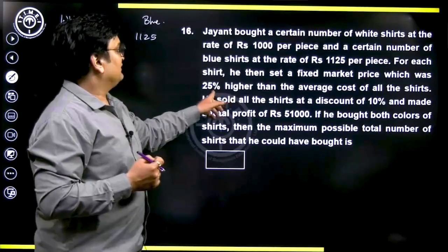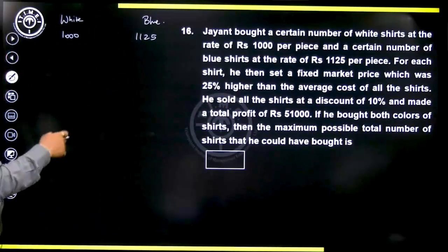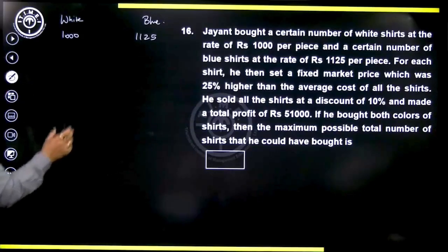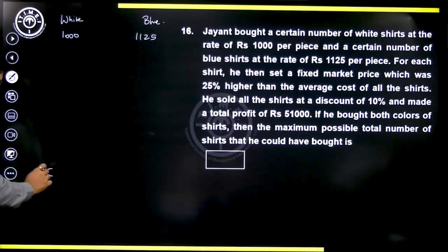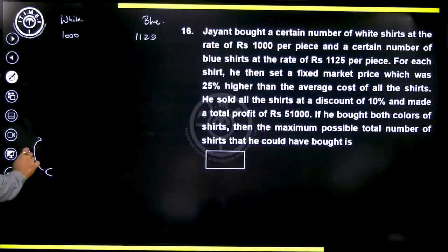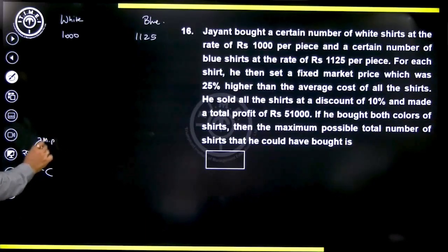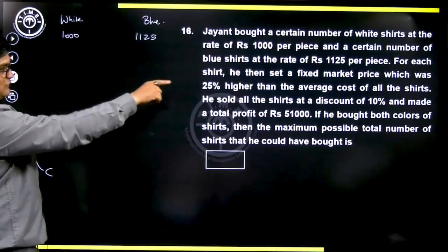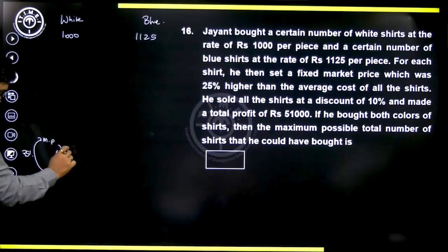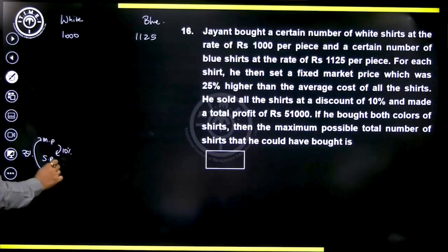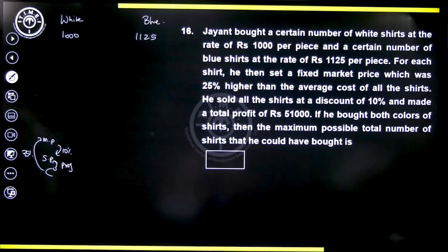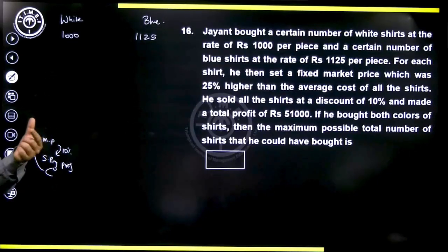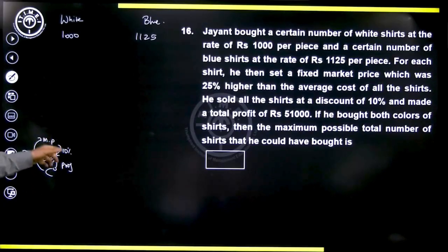See, firstly, the mark price was 25% higher. Suppose the combined cost price was some C. We don't know what it was, it was C. So C is first raised by 25% to reach the mark price. On this mark price, we give a discount of 10% to reach the selling price. The difference of these two, selling price and cost price, will be the profit. Now, please note, you increase a quantity by 25% and then decrease by 10%.